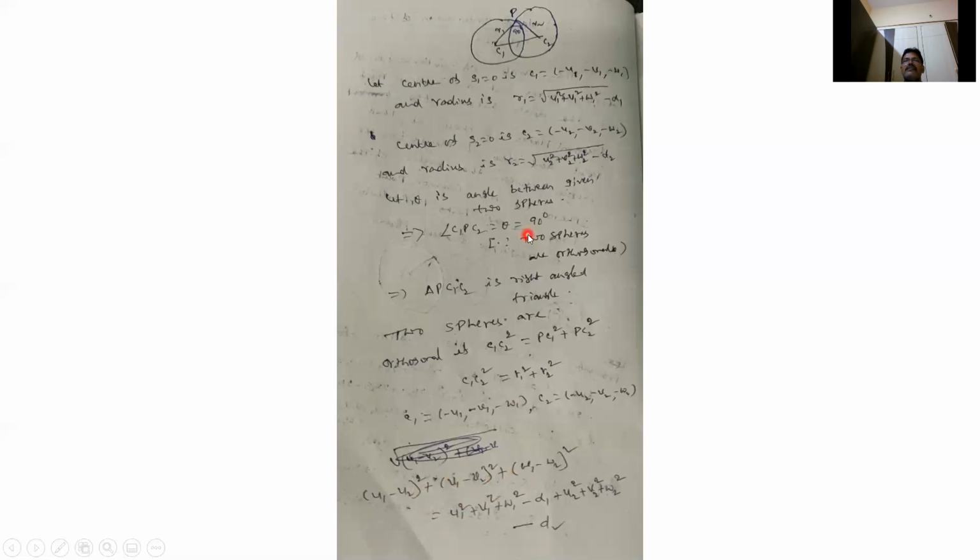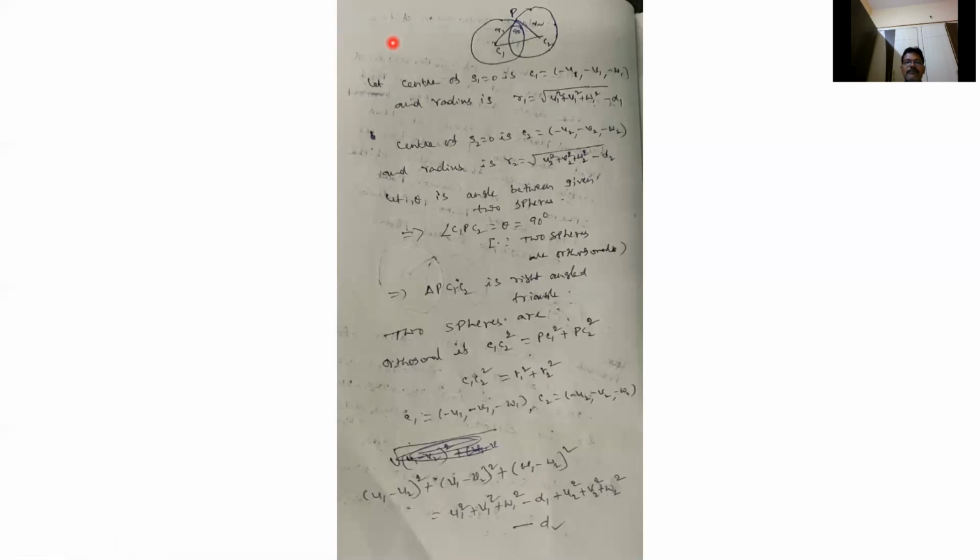And R1 square is u1 square plus v1 square plus w1 square minus d1. R2 square is u2 square plus v2 square plus w2 square minus d2. So now this is like (a minus b) whole square, which is a square plus b square minus 2ab. So from that we'll get u1 square plus u2 square minus 2u1u2, v1 square plus v2 square minus 2v1v2, w1 square plus w2 square minus 2w1w2.